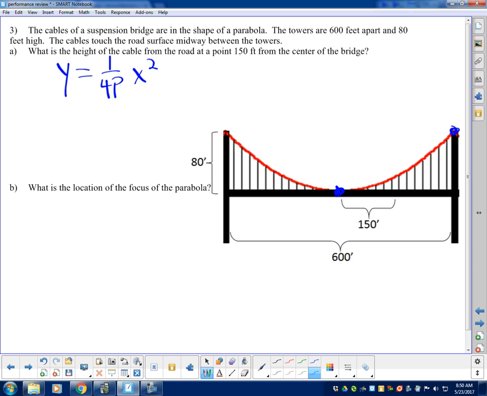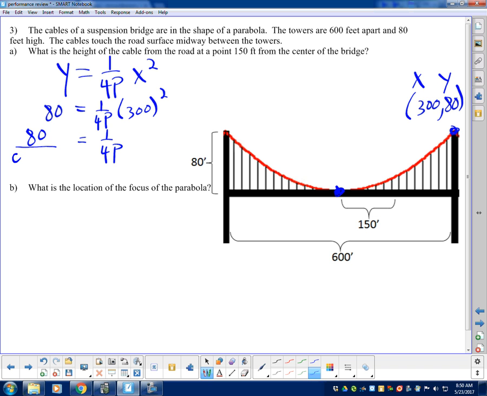This coordinate up here is 300, 80. I'm going to use that x and that y to find my 1 over 4p, or the coefficient of x squared. So plugging in 80 for y and 300 for x, I get 1 over 4p equals 80 over 90,000. Just at a glance, I could simplify that a little bit. Call it y equals 8 over 9,000. Does 8 go into 9,000 evenly?